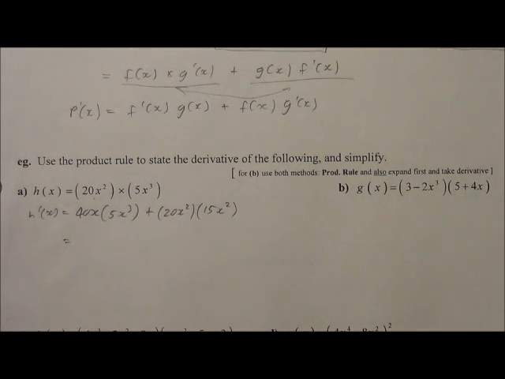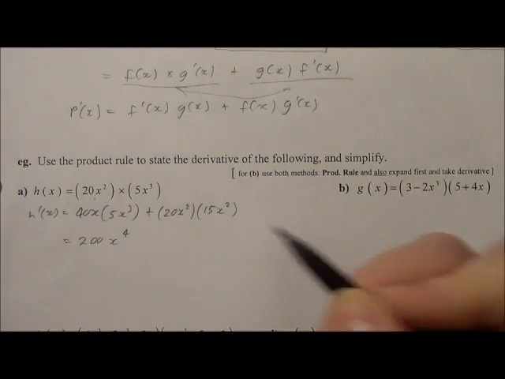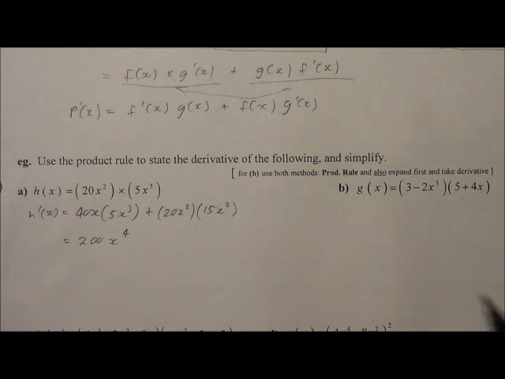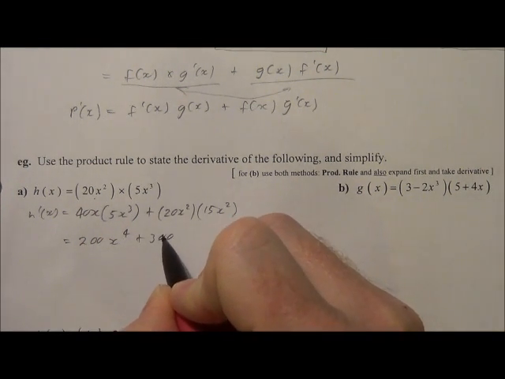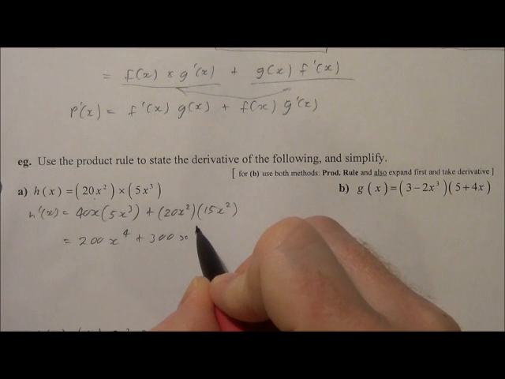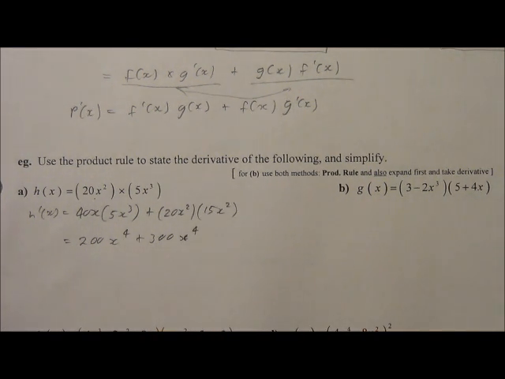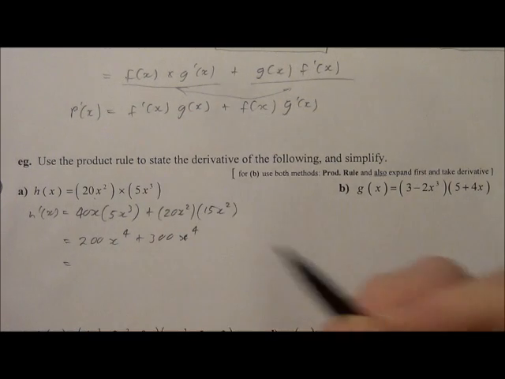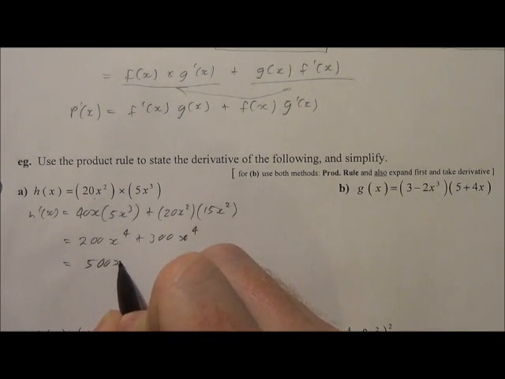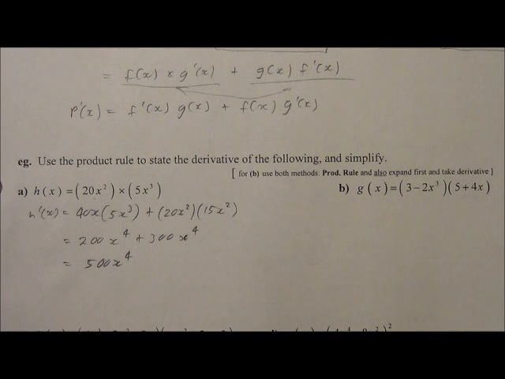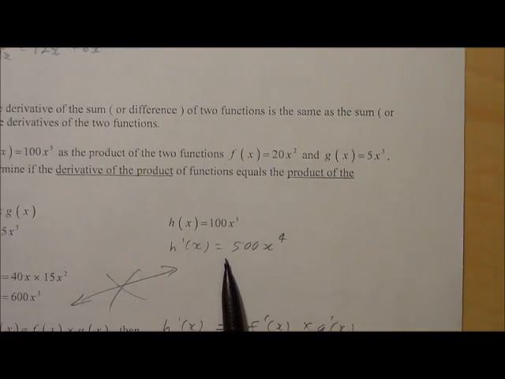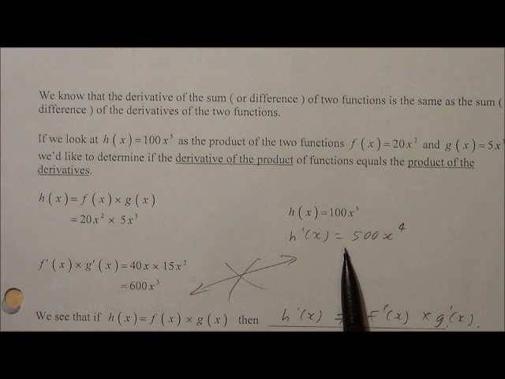So 40 times 5, 200, x times x cubed, and then 20 times 15, and then x squared times x squared, and then now we just combine like terms, so we get 500x to the power 4, which, as you might remember, was our first example back here, and we got 500x to the power 4.